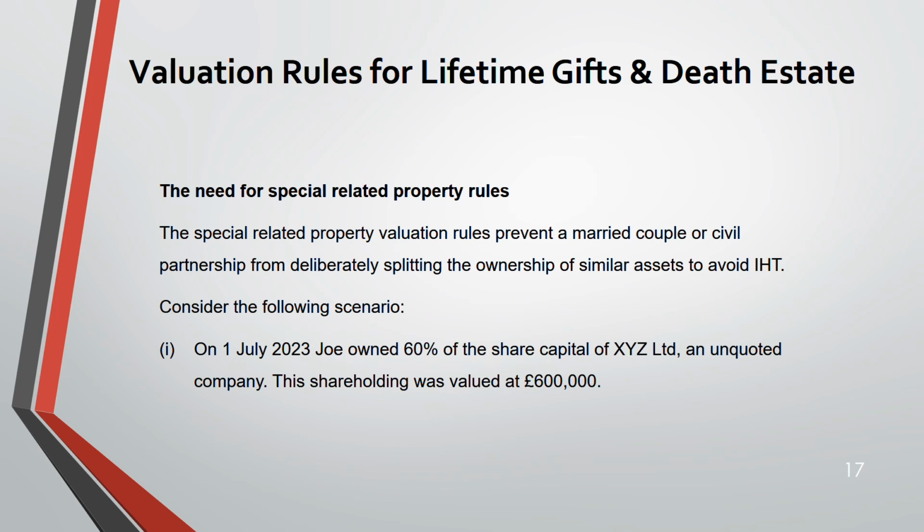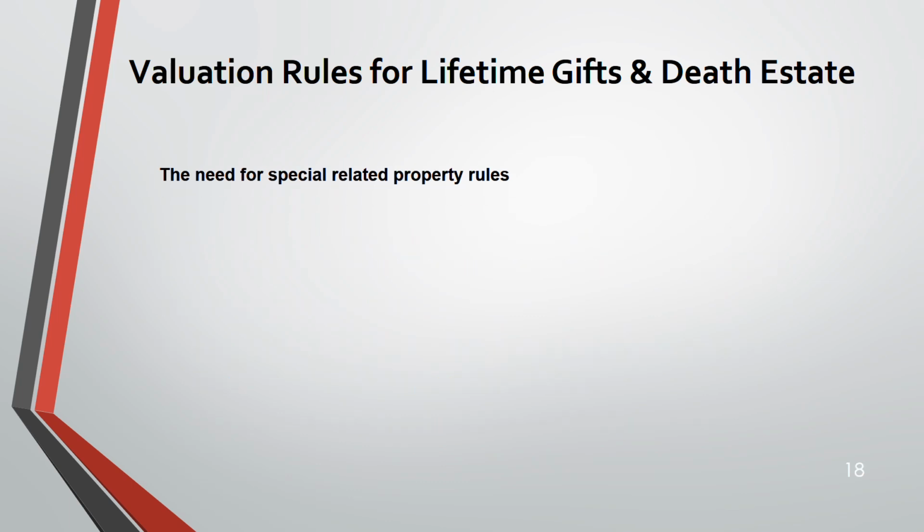First scenario. See, these are just examples. You don't have to remember these examples. This is just for understanding purposes. On 1st July 2023, let's say Joe owns 60% of the share capital of XYZ, which is an unquoted company. The shareholding was valued at 600,000. If Joe dies, he will be charged to IHT on 600,000 because that is the value.